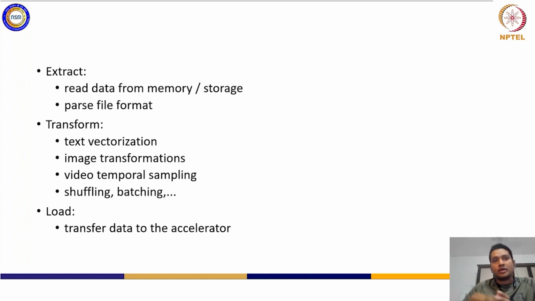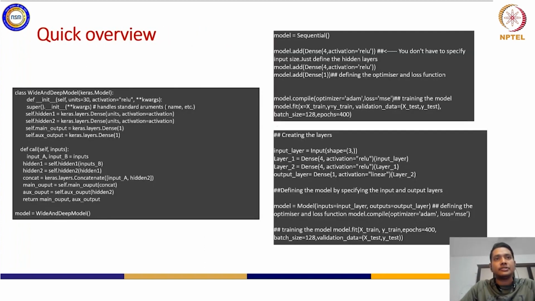Then load to the accelerator. This is the load part, where you have the memory hierarchy. So you want to load from your RAM to your accelerator in the end. So that is the last stage of the pipeline that we see here.